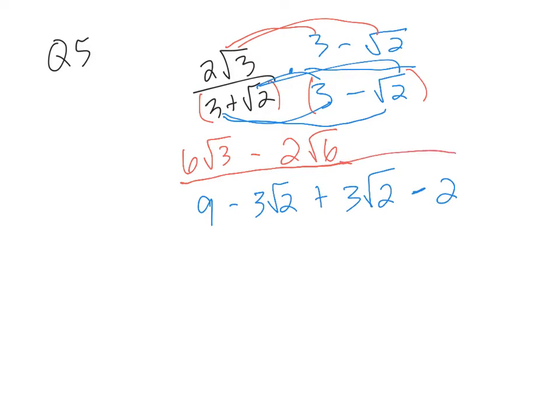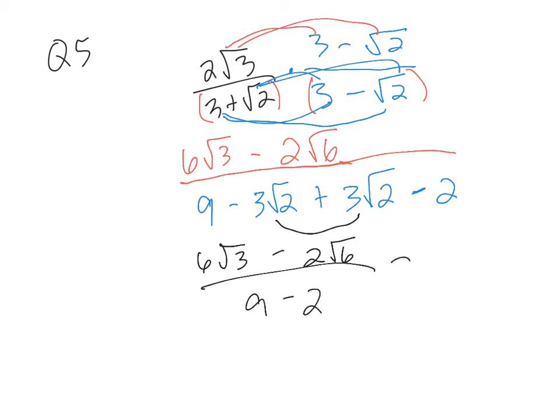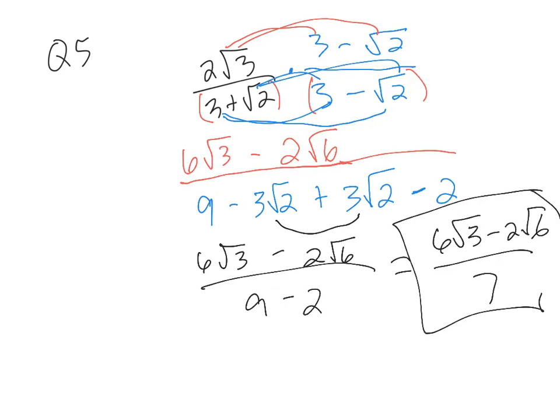Extend that. What you should see happens, these are going to cancel each other out. So you're going to be left with 6 square root of 3 minus 2 square root of 6 all over 9 minus 2. And 9 minus 2 is 7. So you're left with 6 square root of 3 minus 2 square root of 6, all over 7. This will be your final answer. Now your bottom no longer has a radical, so it's all rationalized.